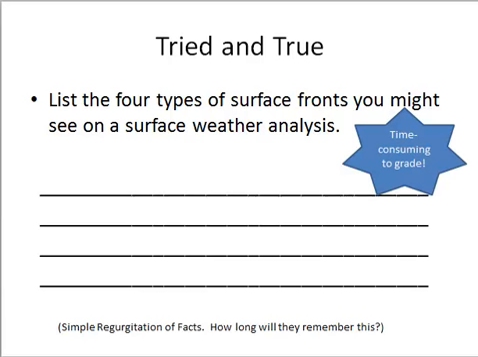Of course, the tried and true is straight regurgitation of facts. List the four types of surface fronts you might see on a surface weather analysis. I have problems with this because, one, it takes a long time to grade. It can't be an automatic grade.